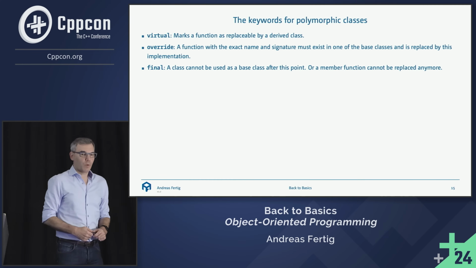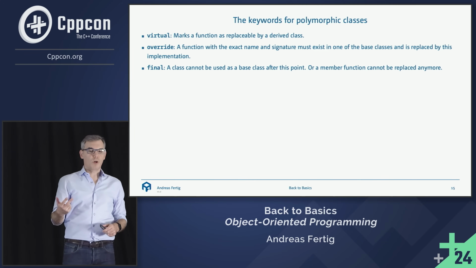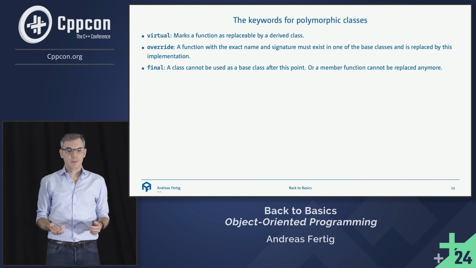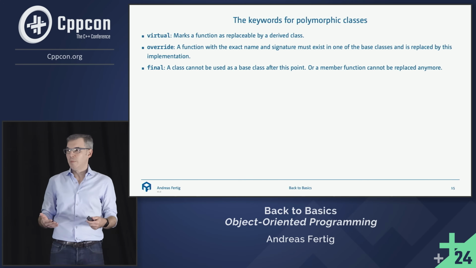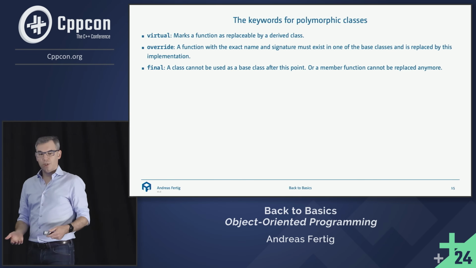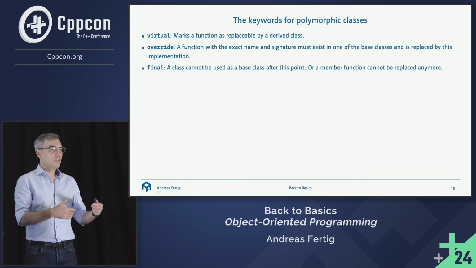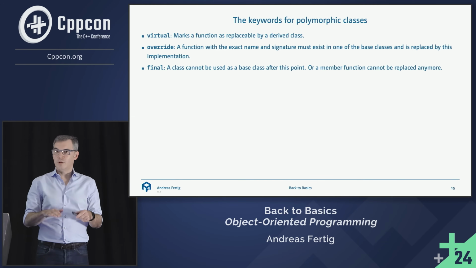Now let's get started with talking a little bit about polymorphic classes. So we basically have three keywords that deal with polymorphism in C++. We kick everything off with the keyword virtual. That means we mark a function as a replaceable function by a derived class. Replaceable means the implementation we can change in a derived class. If you do that in a derived class and you're using C++11 or newer, please use the override keyword to declare your intention in the derived class to override a function from a base class.